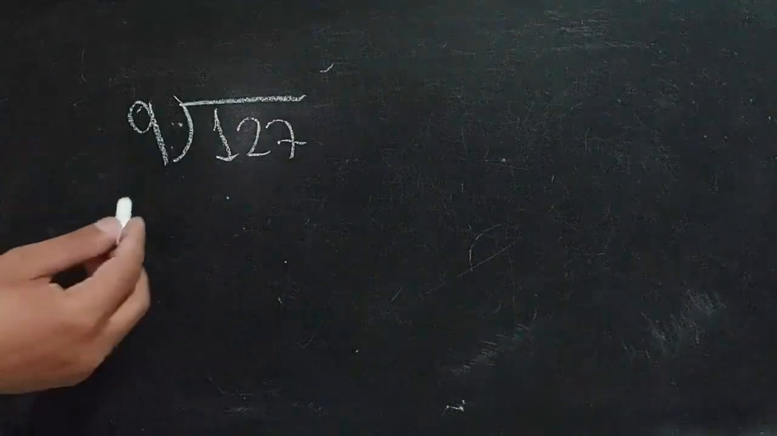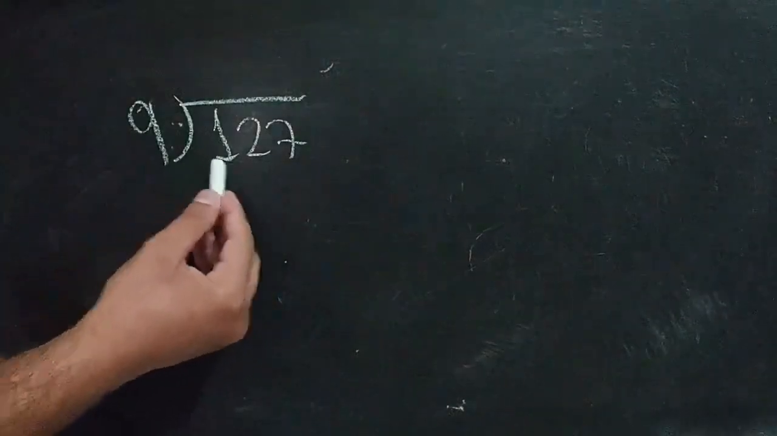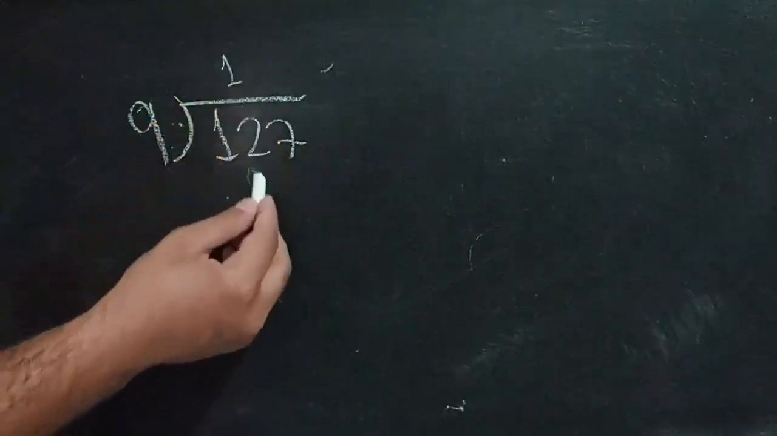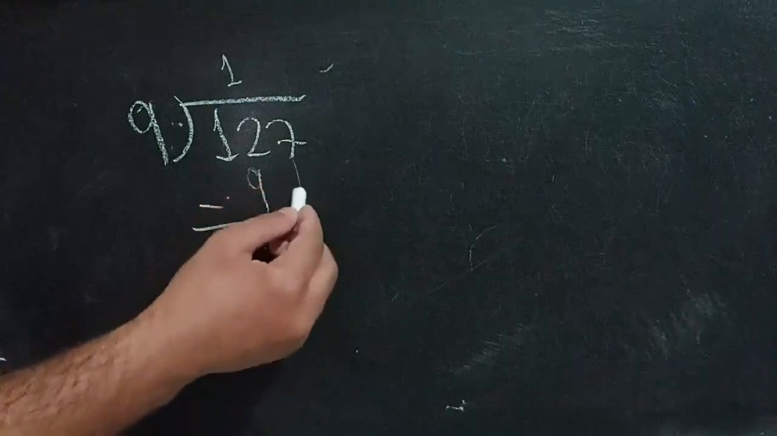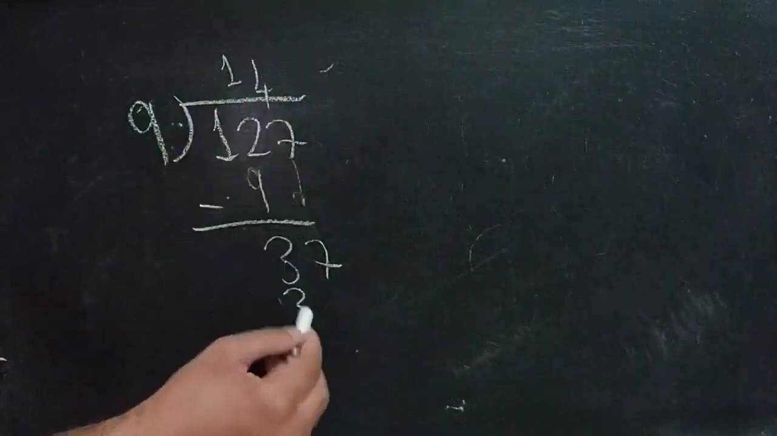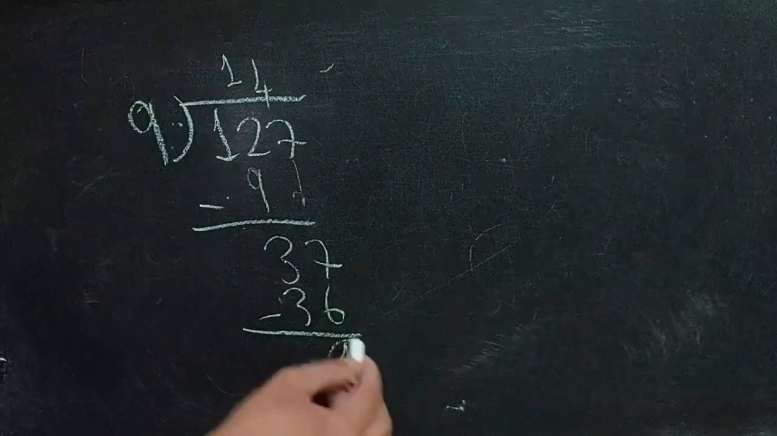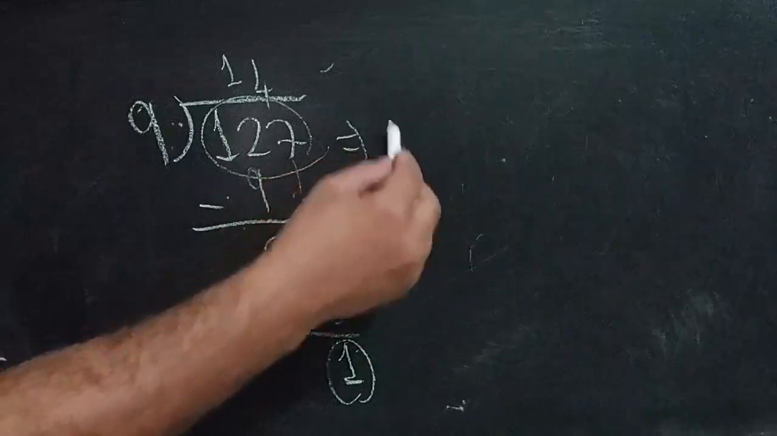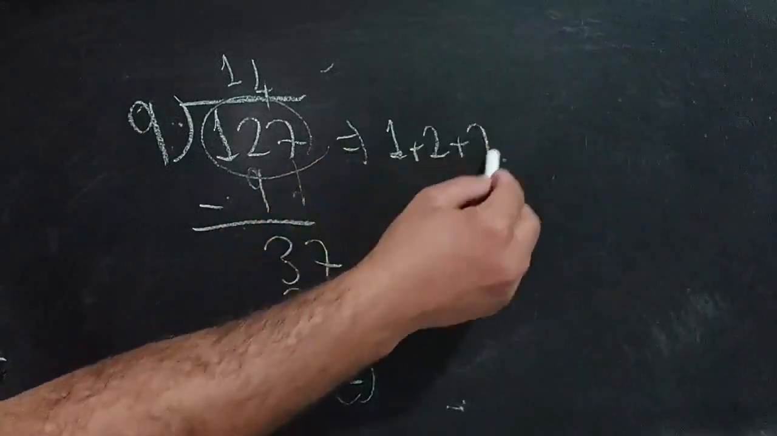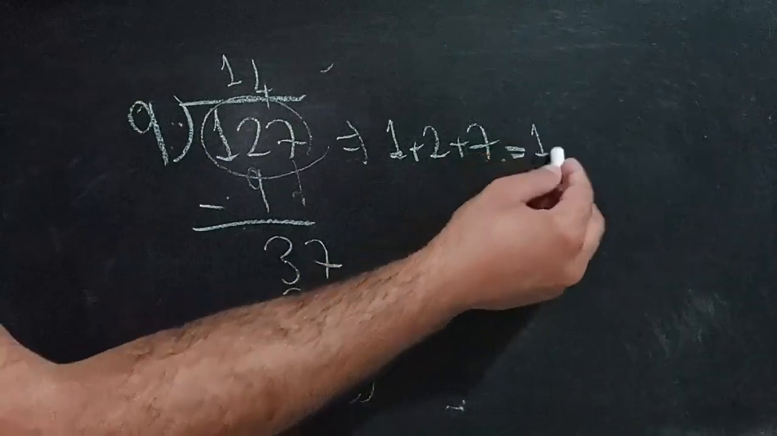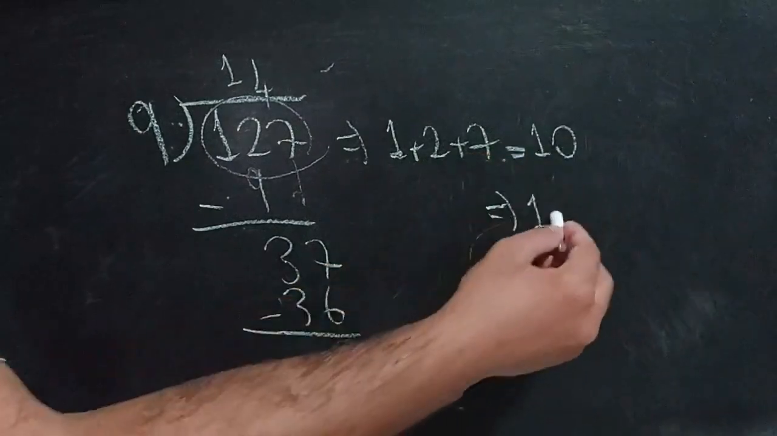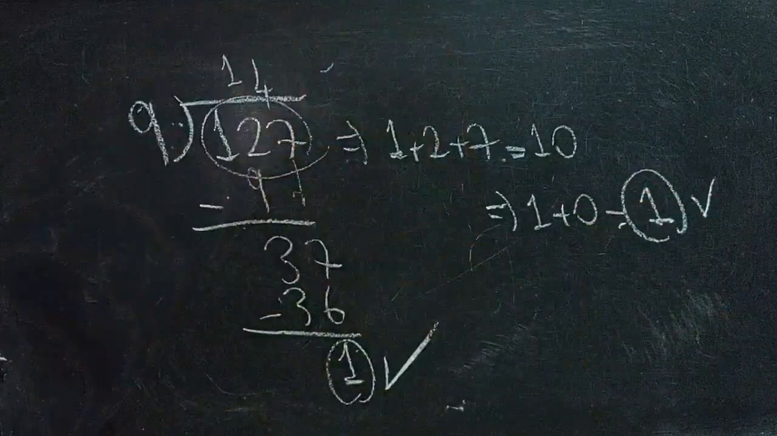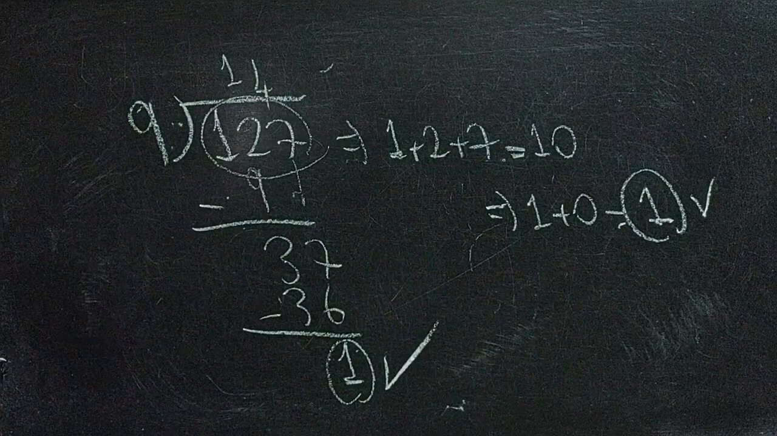Alright, let's have a look at this number. So when you divide 127 by 9, you will get 1 9 3, bring down 7, 4 36, 1, the remainder is 1. Right, now what was my number? 127. 1 plus 2 plus 7 will give me 10. So 1 plus 0 is going to be 1. That's my remainder. You can try any number. All right.